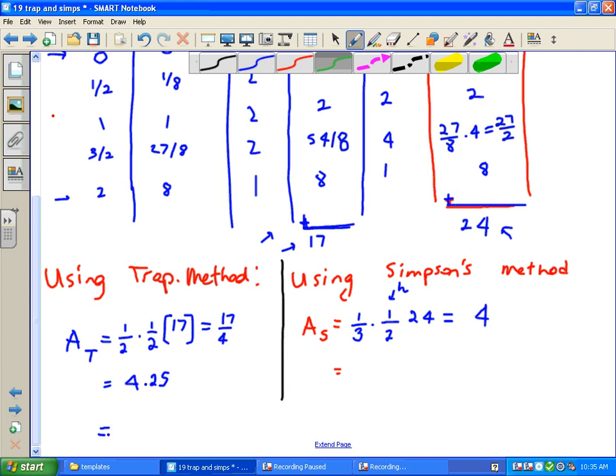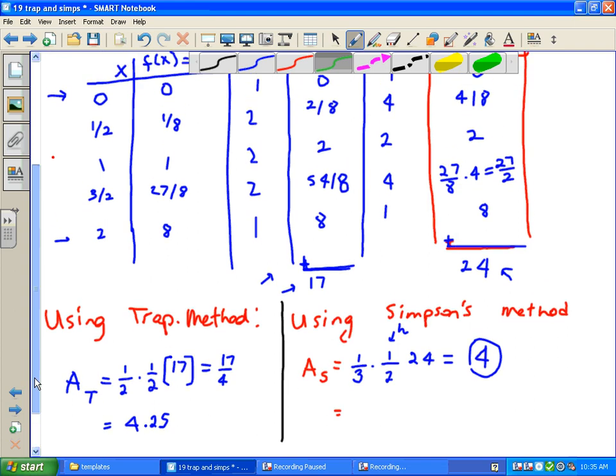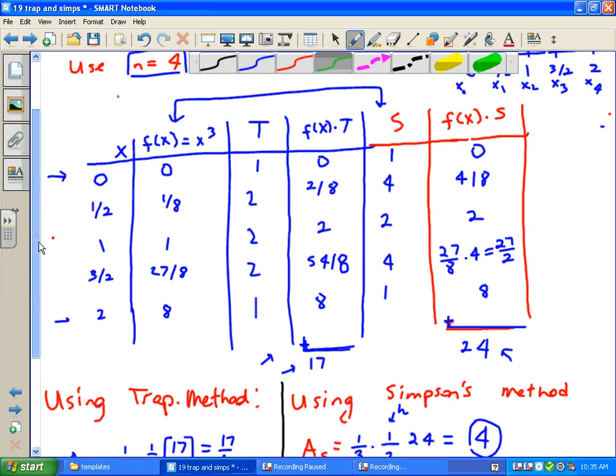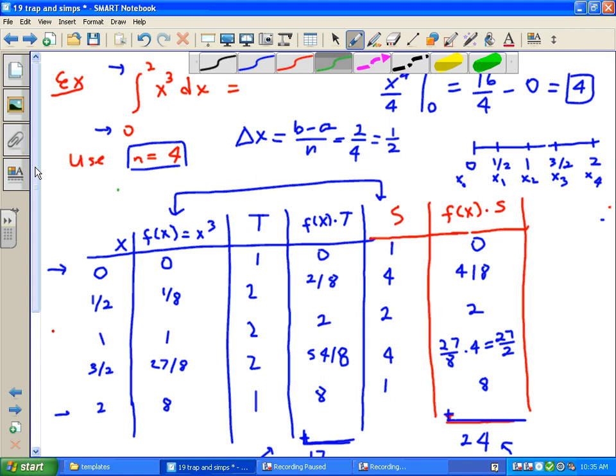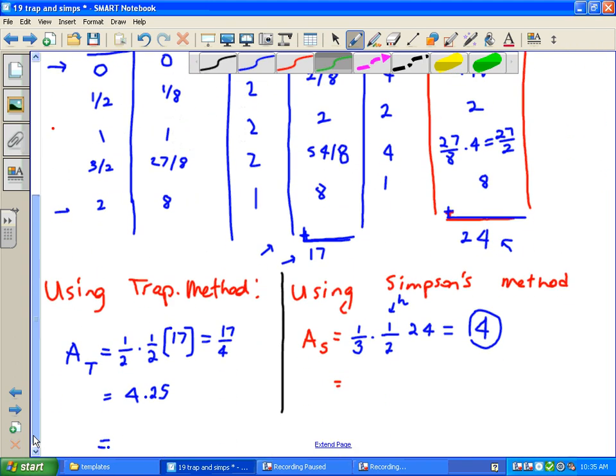So somehow with Simpson's method already, with 4 of these entities used, trapezoids with parabolic tops, let's say, you actually have the exact answer. We know that's the exact answer because we did it earlier, right? When we did integration, we knew the answer was going to be 4. So when we did it with Simpson's method, we got something really close.